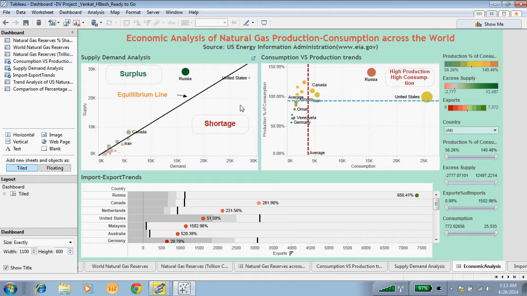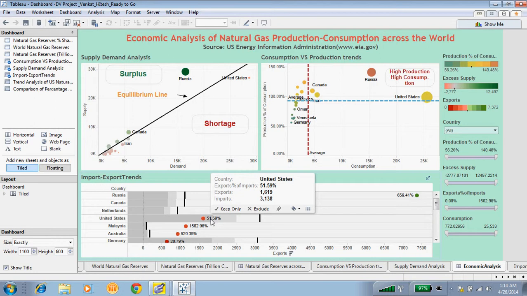And coming to the import and export trends over here, they show the label values as the percentages of exports to the imports. So any positive value on the higher right side, we can see that it has higher exports compared to the imports, and these circles represent the exports, and the vertical lines represent the imports. And if you see, Russia has more exports compared to the imports, and the US has more imports and fewer exports.